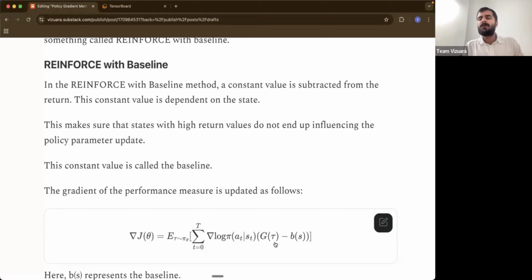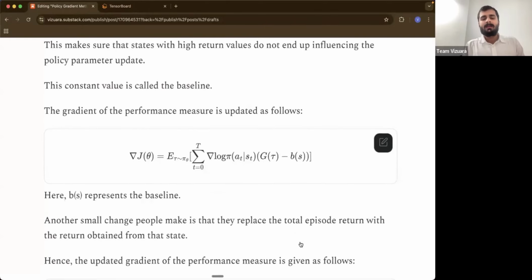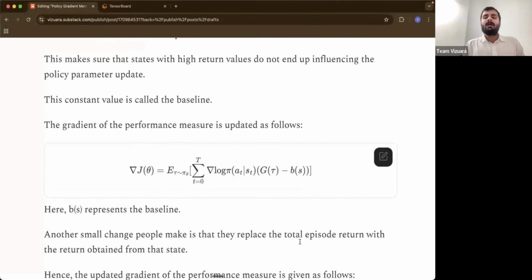It preserves the proof of the gradient of the performance measure, because the baseline does not depend on the actions, it only depends on the states. But at the same time, it helps a lot in reducing variance. And then this small change created a lot of difference.